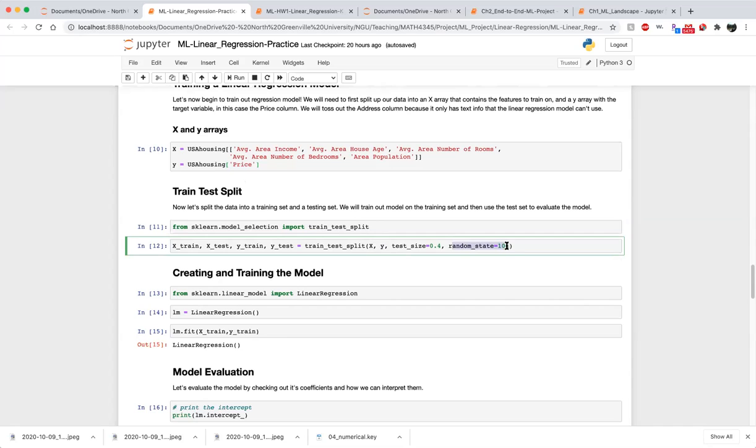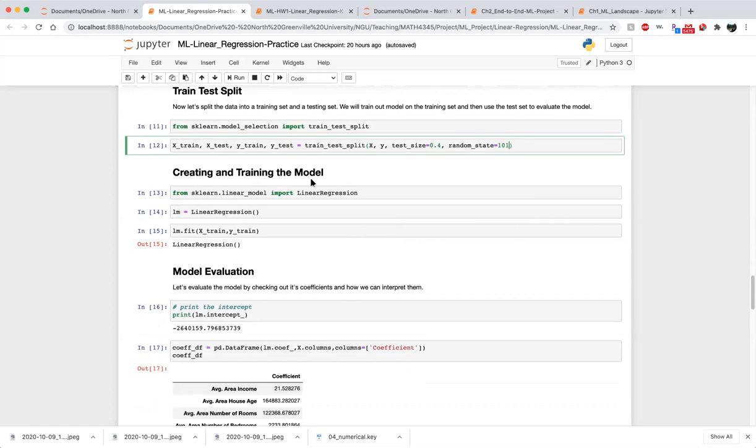I'm not going to talk about this one, so just search for it by yourself. And then creating and training the model. So now we have the linear regression hypothesis, and we're going to define the optimal theta using the least mean square.